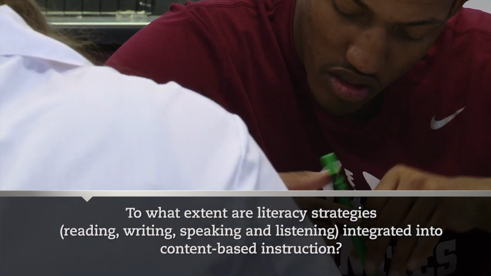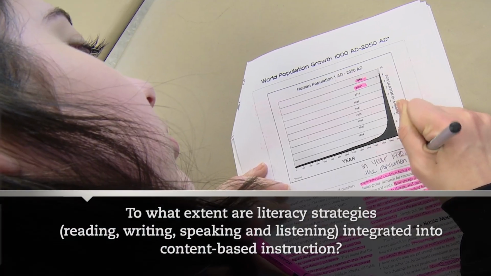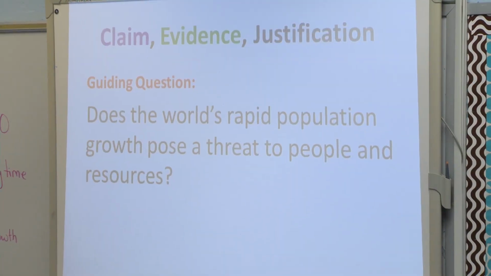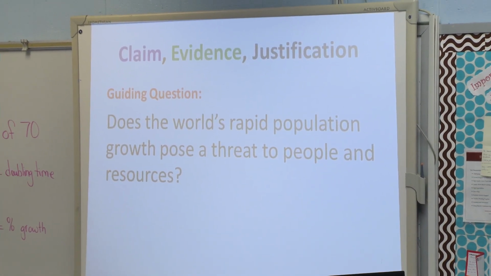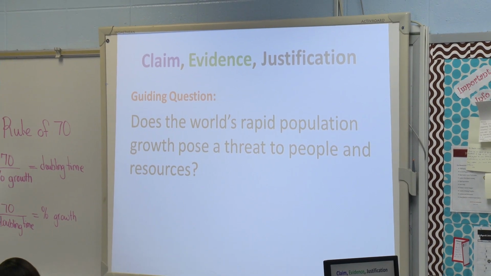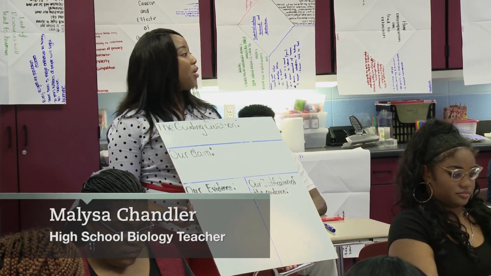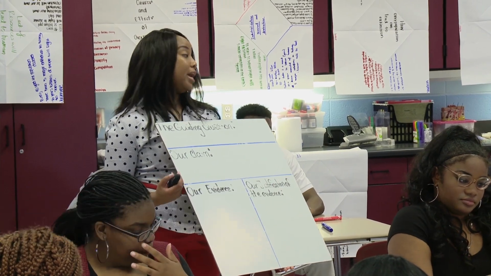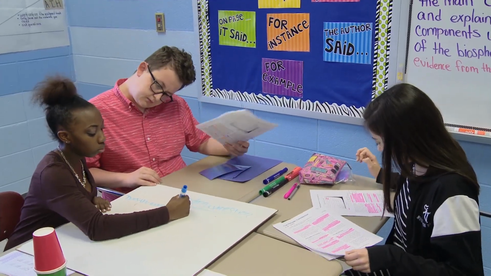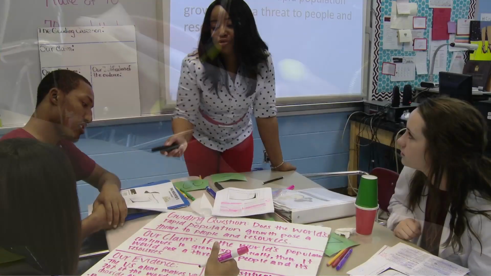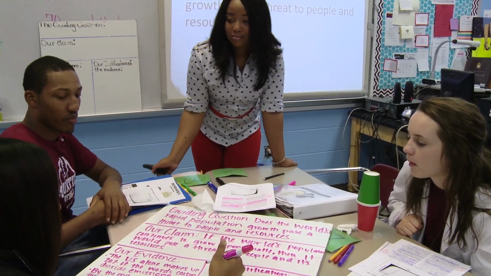Once you're done reading and annotating, each group is going to receive a whiteboard. Using this guided question, you guys are going to develop a claim. Once you develop your claim, you're going to list all of your evidence to support your claim. And you've got to provide justification for your evidence. Why did you use that data?